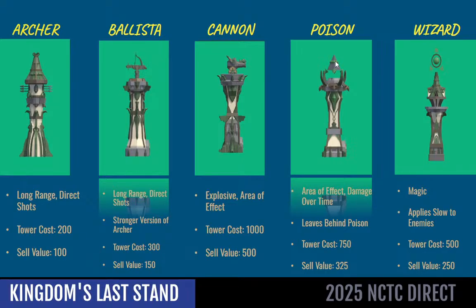There are 5 towers. There's the standard archer, which is just a direct shot. Then you've got the ballista, which is just a stronger version of the archer. And then the cannon, which is an explosive area effect. You've got the poison, which is also an area effect, but it has damage over time, so it leaves a poison trail behind. Then you've got the wizard, which is magic, and it applies slow to the enemies.